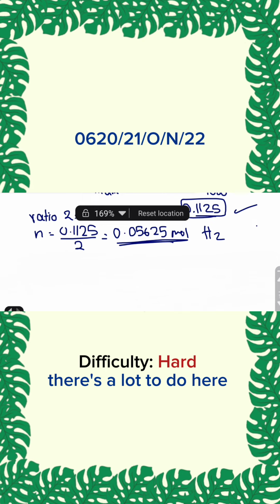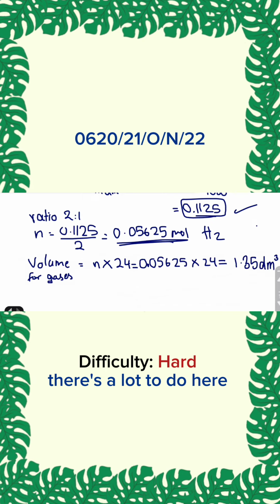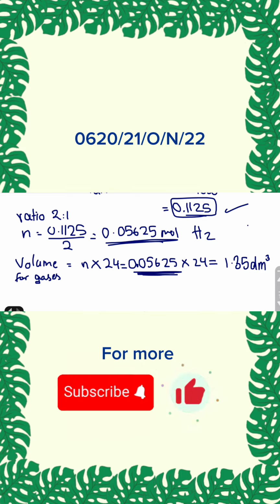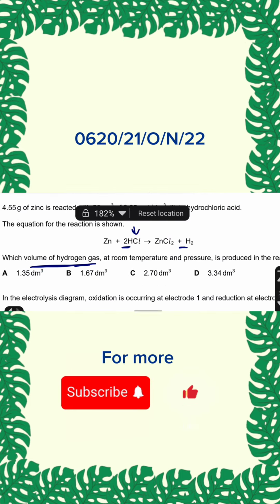Now that we found the number of moles of hydrogen, we're going to find its volume. So the volume of a gas is the number of moles times 24. So here the number of moles of the hydrogen times 24 will give us 1.35, which is option A.